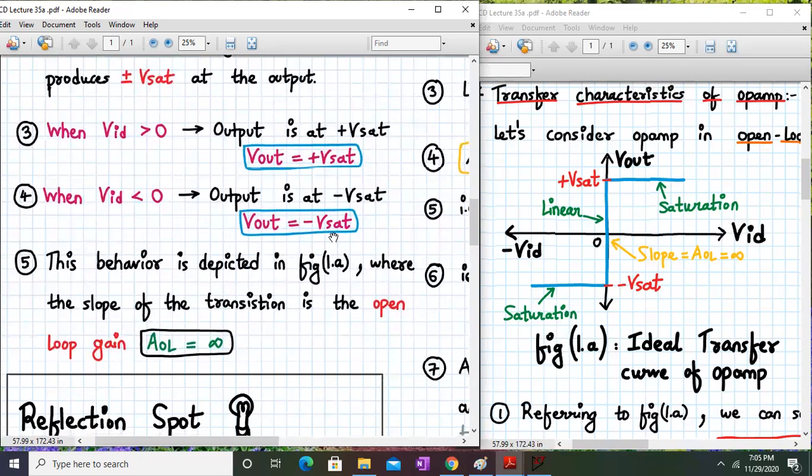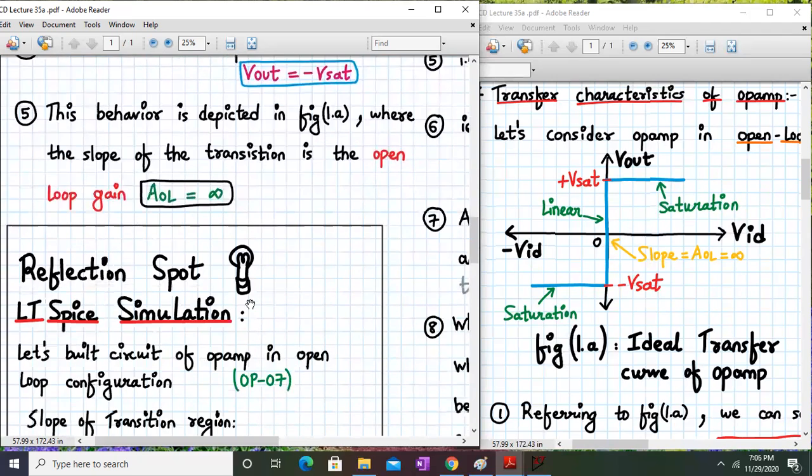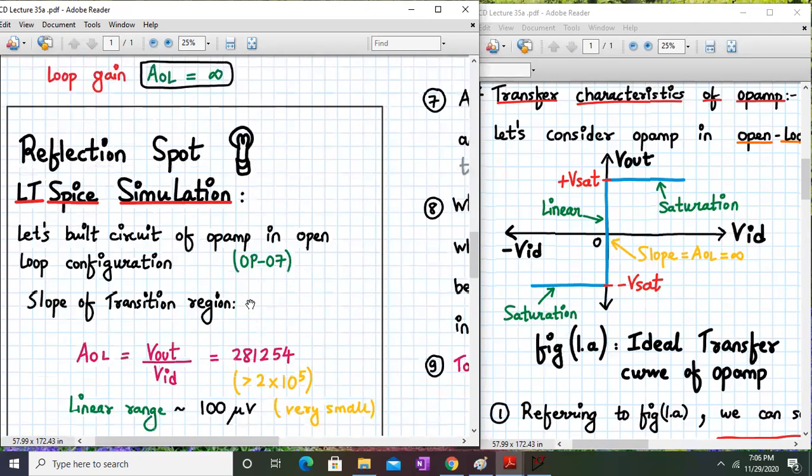So in this behavior, the transition between minus Vsat and plus Vsat is a very vertical line. Hence, the open loop gain is considered to be infinity. Basically, the slope of a vertical line is infinity. Fine. Now let us see this behavior. So let's build an op-amp. Let us go to the reflection spot. Let's build an op-amp in open loop configuration using the 741 IC, and let us find out the slope of the transition region.